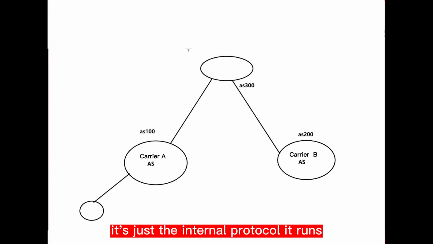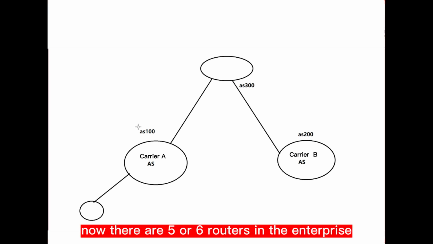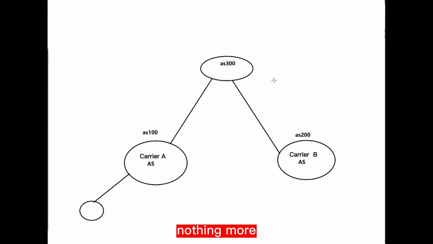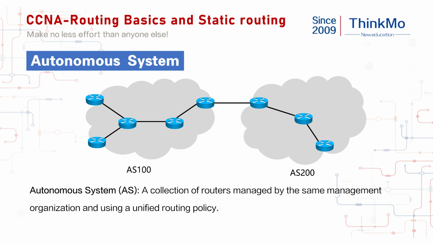It's just the internal protocol it runs, basically the same as ours, all in one AS. But they also run other protocols, which will be put in NP. Now there are 5 or 6 routers in the enterprise that you operate and maintain. This is actually a private AS only. It does not connect with things on the public network of operators. Nothing more. We'll talk about dynamic routing protocols in a minute and revisit this concept, so here we must first have an understanding. Okay.